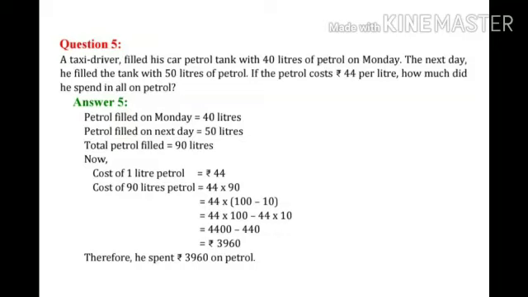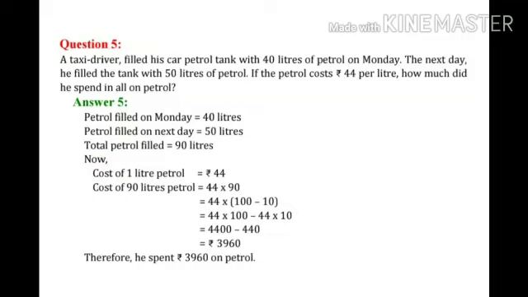So what the question says is that the cost of petrol per liter is 44, and he filled 40 liters on Monday and 50 liters on Tuesday, that means the next day. And we have to tell how much he spent in all on the petrol. So first we have to find the total petrol filled by him.